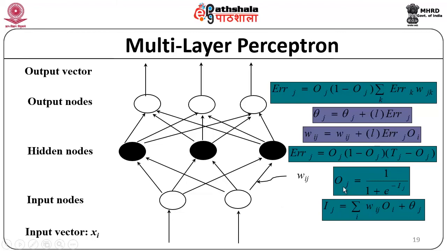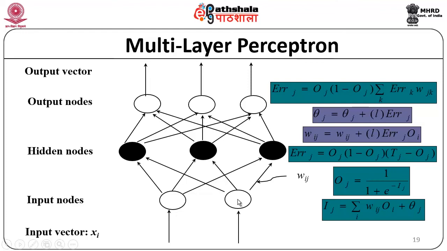The output in the next layer is equal to the inverse of 1 plus e to the power of minus Ij, where Ij is the net input in the next layer. Why is this output an inverse of the input? This function can be treated as a squashing function, because the inverse of any number will result in a smaller value. So, whatever the input value, I am going to squash it to a very small value, which may be in the range of 0 to 1.